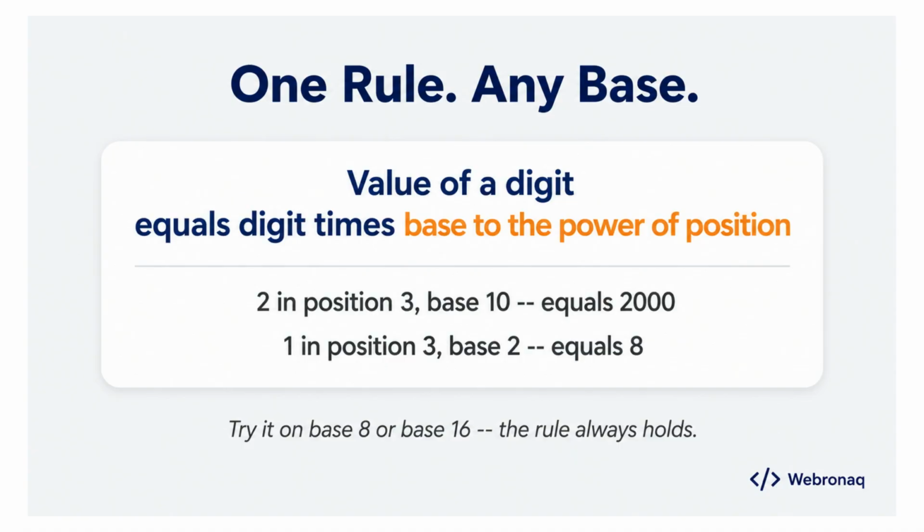Here is your takeaway. Next time you see any number, ask yourself what base it is in, identify each digit's position, apply digit times base to the power of position, and add the results. That is all there is to it. Try it with base 8 or base 16, and you will see the same principle hold every time.